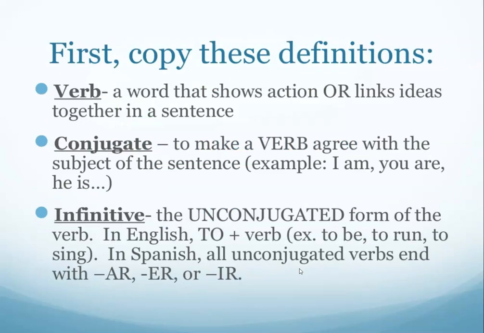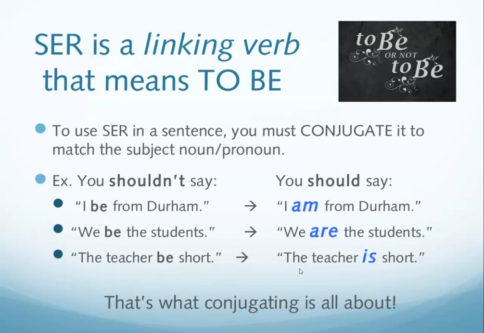A verb is a word that shows action or links ideas together in one sentence. Conjugate is to make a verb agree with the subject of the sentence. For example, I am, you are, he or she is. Infinitive is the unconjugated form of the verb. In English, to plus a verb, example to be, to run, to sing. In Spanish, all unconjugated verbs end with AR, ER, or IR. Ser is a linking verb that means to be.